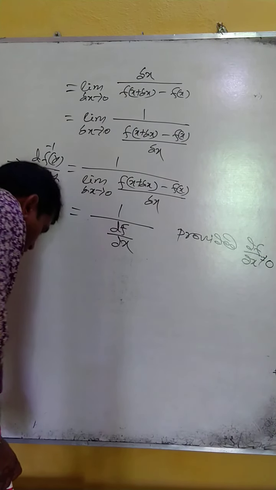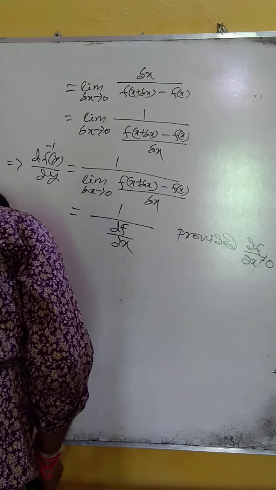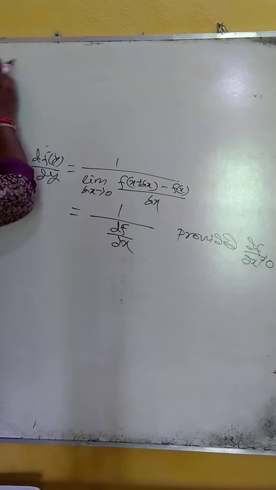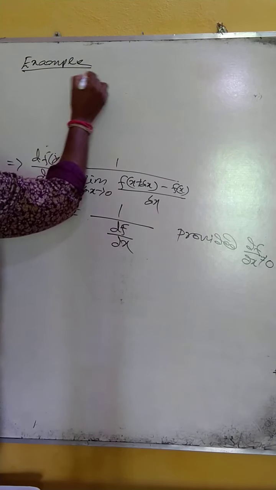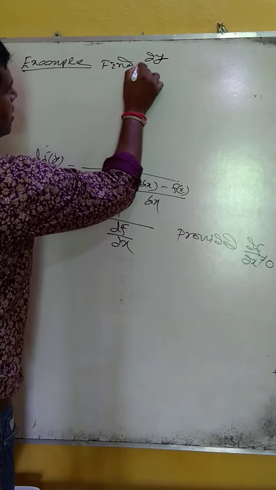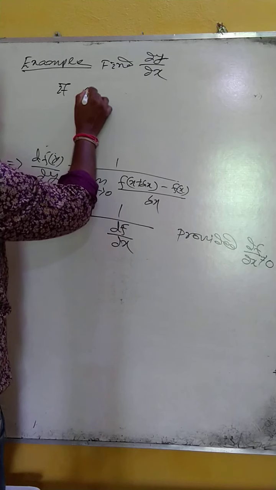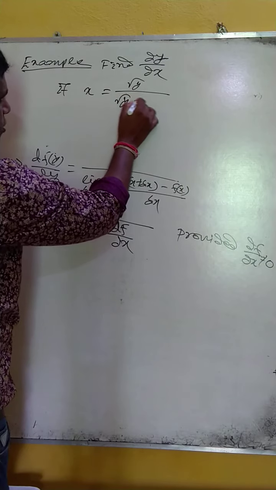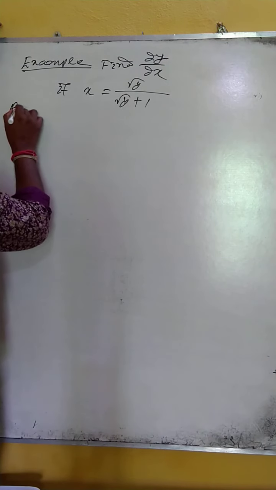Now we discuss an example. Find dx by dy if x is equal to root over y divided by root over y plus 1. Answer.